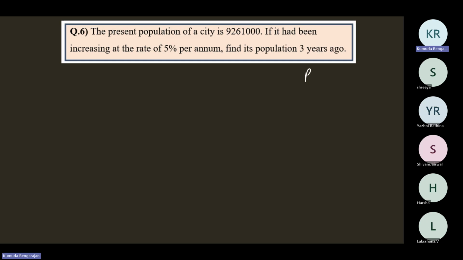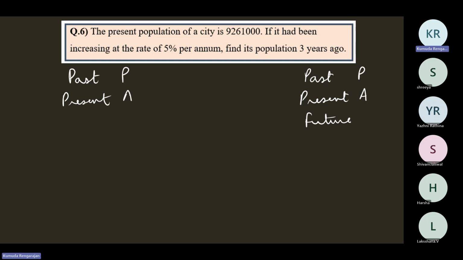Like past, present, future. If you have past and present, past is the principal, present is the amount. When you have past, you can just write it in this order: past, present, and future. If in the question you have past time and present time, then past is the principal and present is the amount. The latest one is the amount.